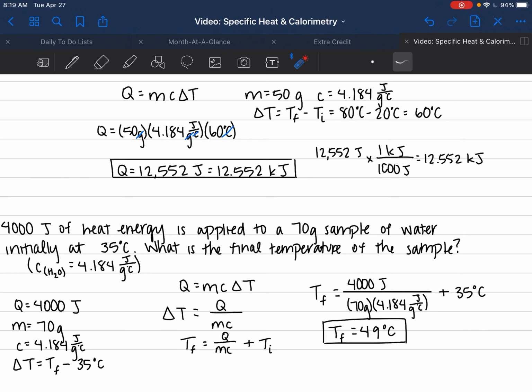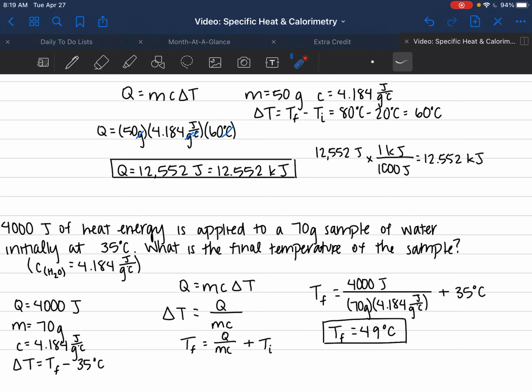So now we're going to go ahead and set that up. Q is equal to MC delta T. That hasn't changed. I went ahead and pulled out what we know. So this time we have our Q value, that's how many joules of energy is required. We have our mass, which was 70 grams. We still have our specific heat for water, that hasn't changed.